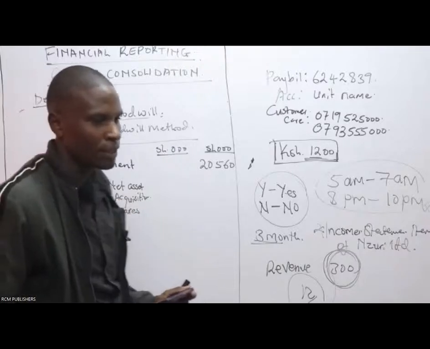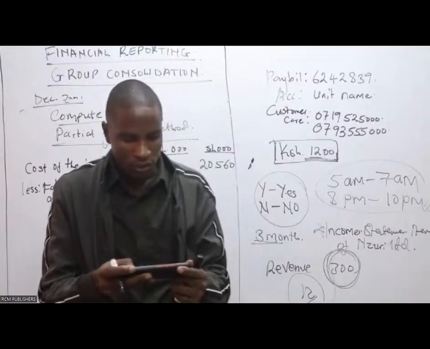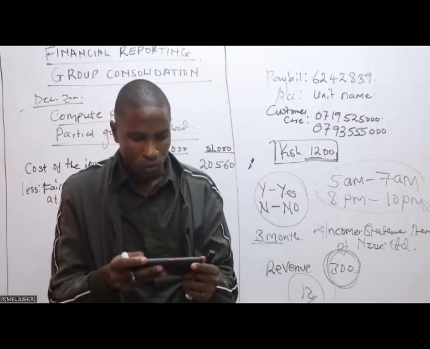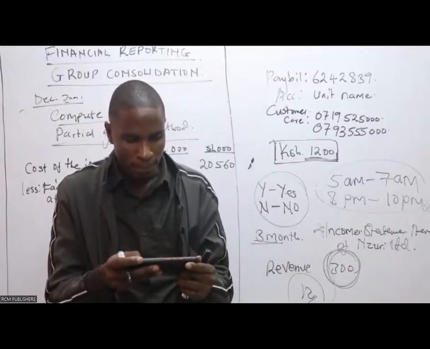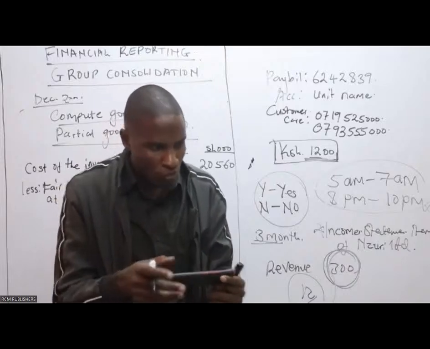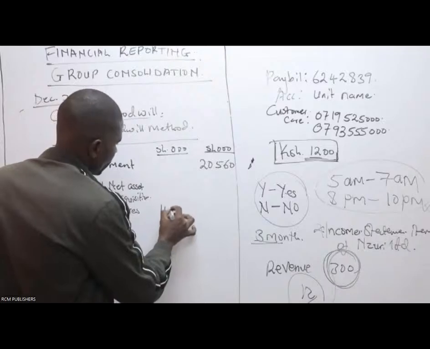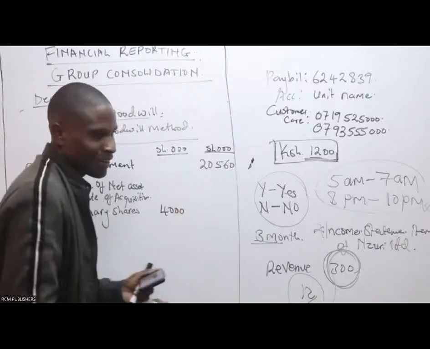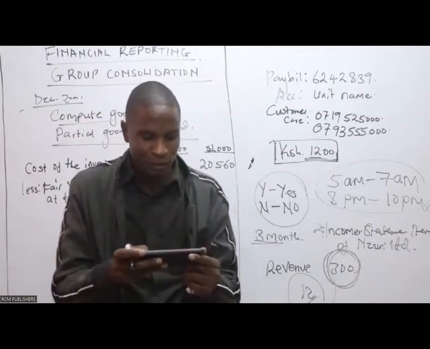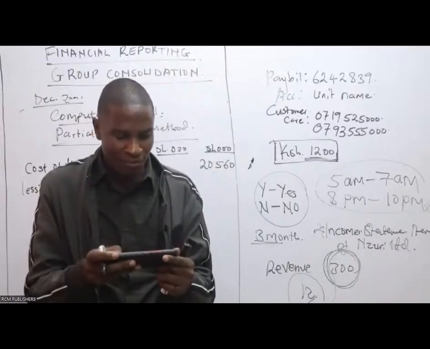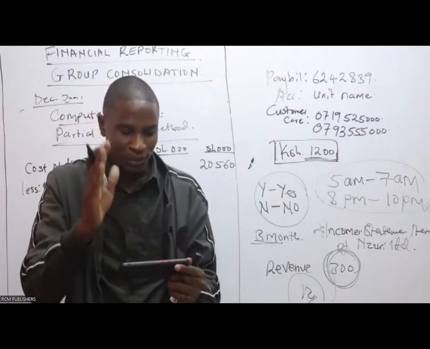Subsidiary iko na ngapi? Please check from your question. Ordinary share tuko na ngapi? 4,000. Thank you very much. 4,000. What else do we have? At the date of acquisition?